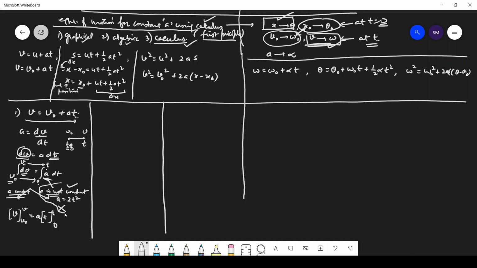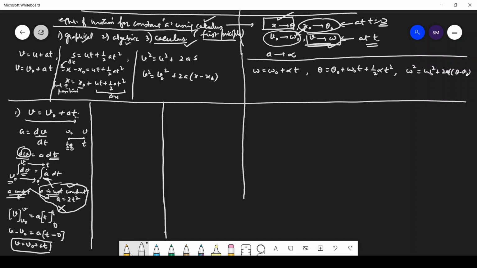So we are not taking the case when a is non-uniform. Now put the final value v is equal to v, minus v is equal to v0. So v minus v0 is equal to a into, put t is equal to t, minus t is equal to 0. So that's what we get. So we get v is equal to v0 plus at. So we have derived the first equation of motion.